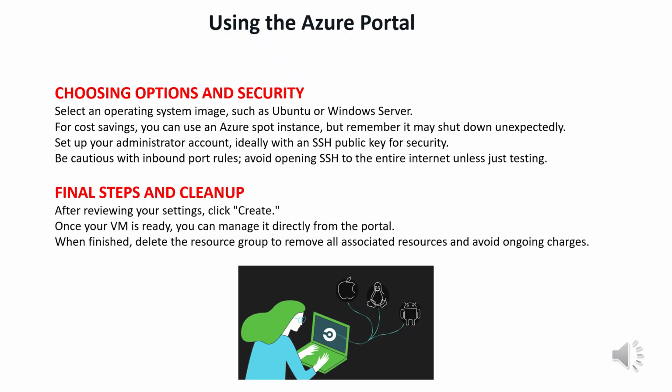For cost savings, you can use an Azure Spot instance, but remember, it may shut down unexpectedly. Set up your administrator account, ideally with an SSH public key for security. Be cautious with inbound port rules. Avoid opening SSH to the entire internet unless just testing.